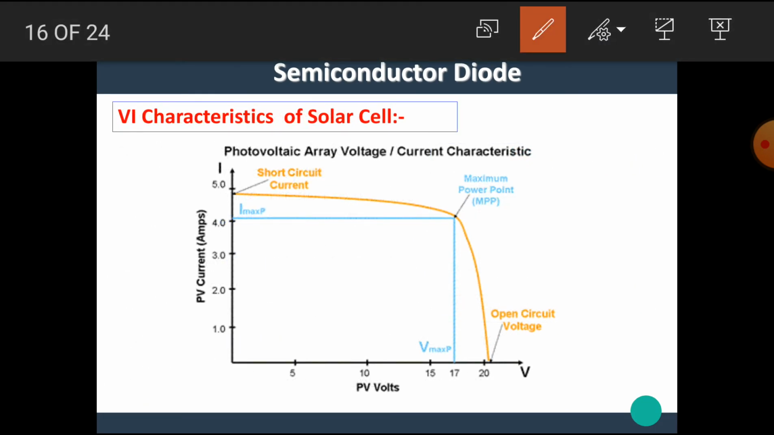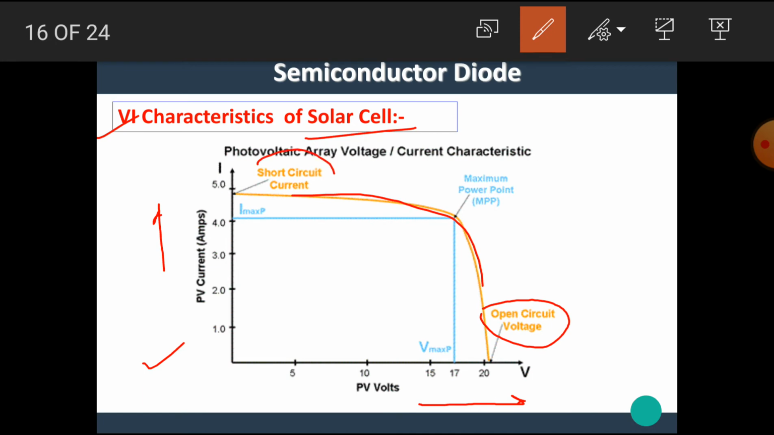The next point is the VI characteristics of the solar cell. This diagram shows the VI characteristics of the solar cell, on which the x-axis represents voltage and the y-axis represents the photovoltaic current. This is the graph of the normal VI characteristics of the PN junction, or the graph of the solar cell. On this graph, we can see the three terms: open circuit voltage, short circuit current, and maximum power point.